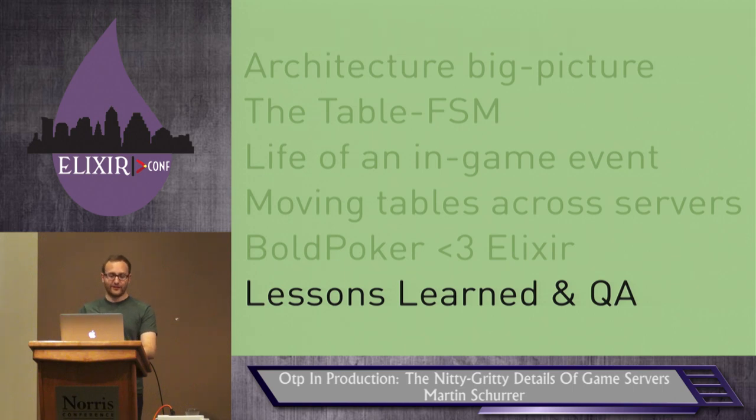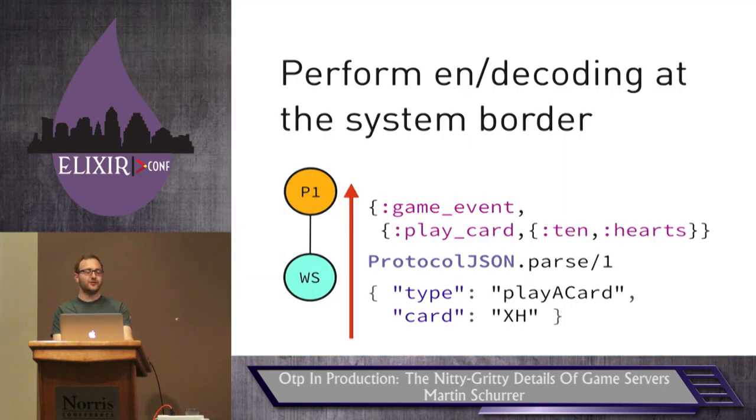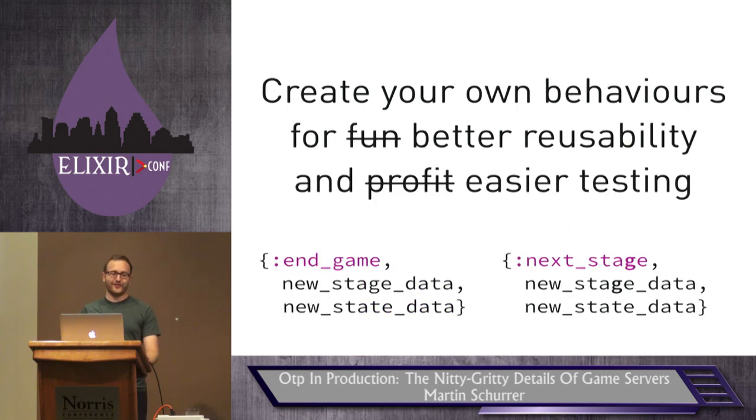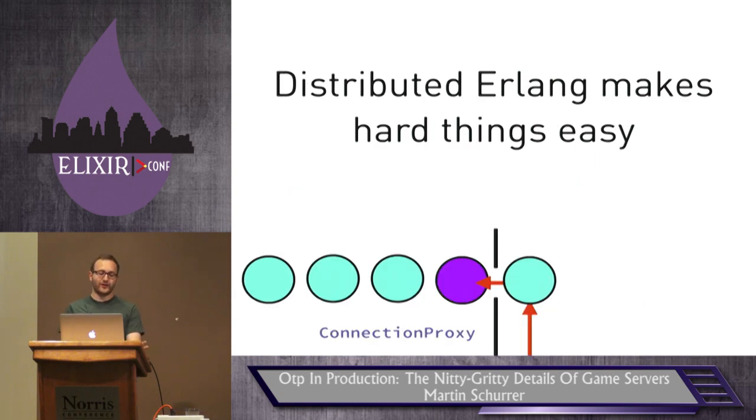And some lessons learned. I think performing encoding and decoding as far at the border of the system as possible is really great. It allows you to abstract that out. Creating your own behaviors, like we did for the nested finite state machine, allows you to test them way easier because you've got your behavior that's one small aspect and you can just send it the test data and figure out what it does. And it's not that hard to create your own callback modules. Just because GenServer and GenFSM do it, don't be intimidated by that. It's easy, it's awesome. And distributed Erlang makes hard things so much easier, like reconnecting and forwarding that connection to the old node after it's authenticated and we know which player that actually is. With Erlang, it's easy.